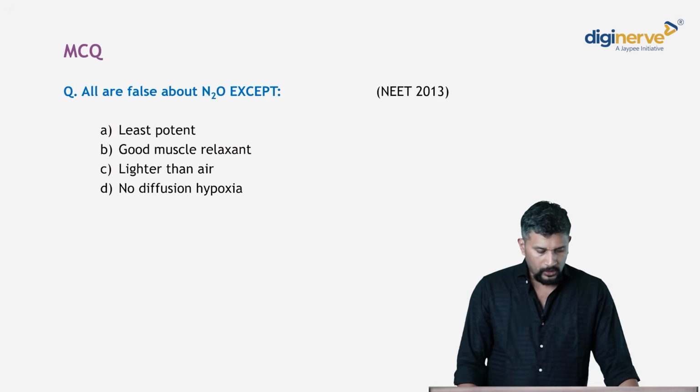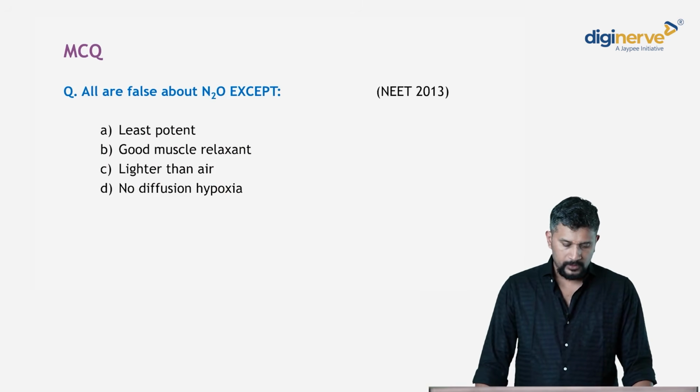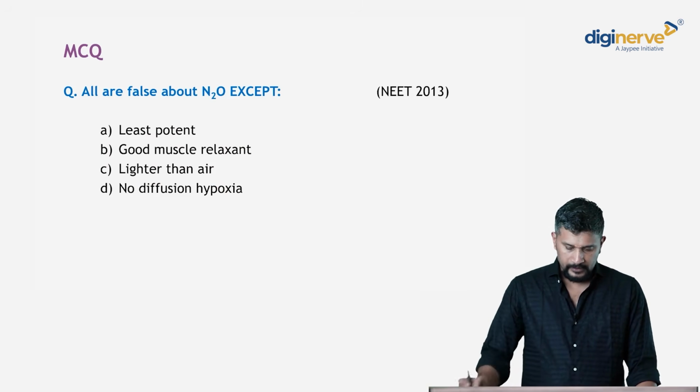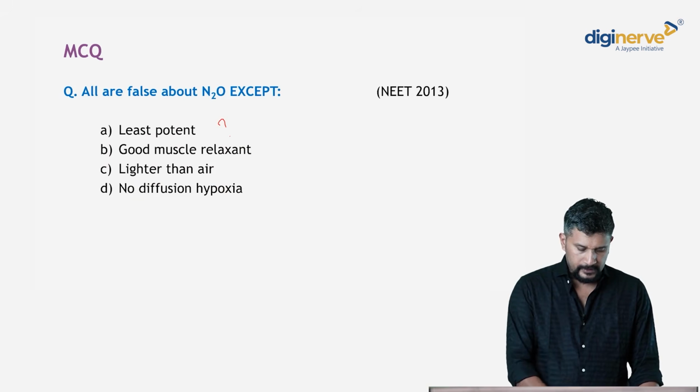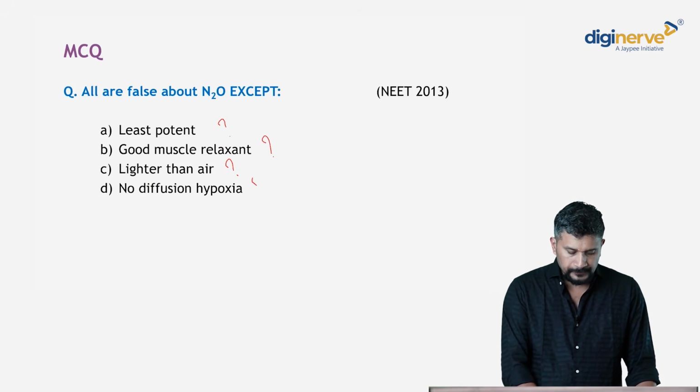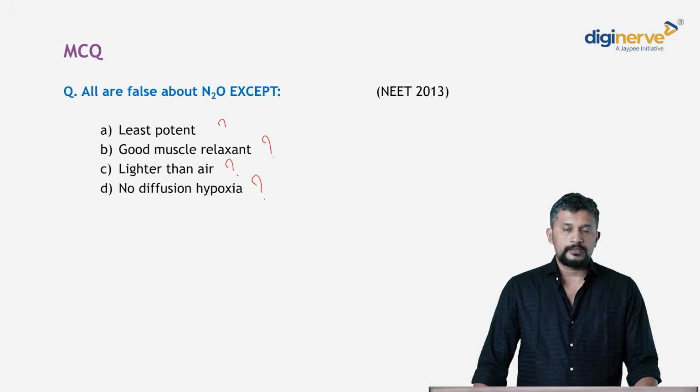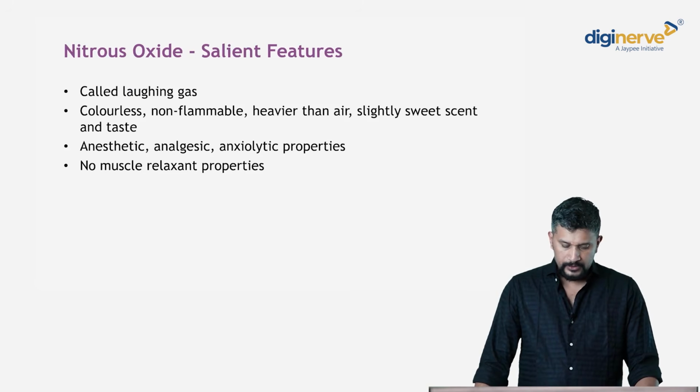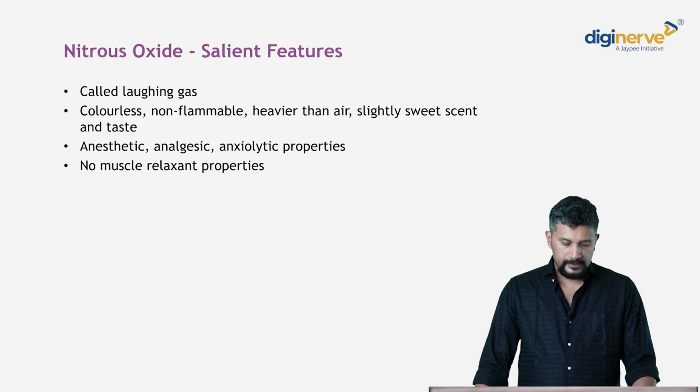Next question. All of the following are false about nitrous oxide except: it is the least potent? Is it a good muscle relaxant? Is it lighter than air? Or it does not cause diffusion hypoxia? So again, let's revise all the salient features.